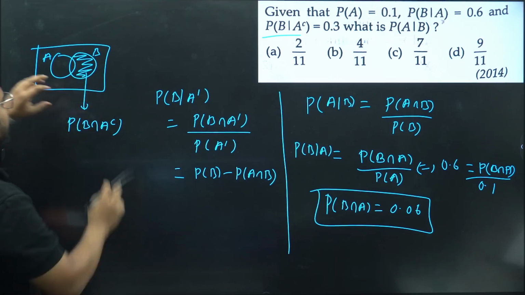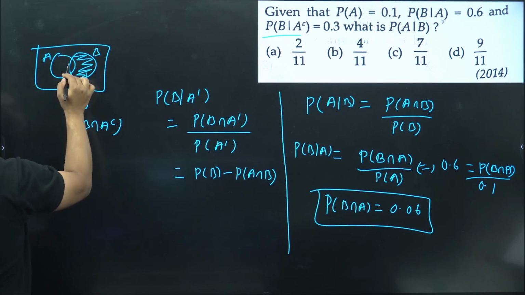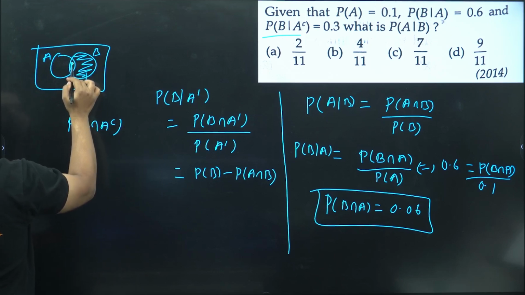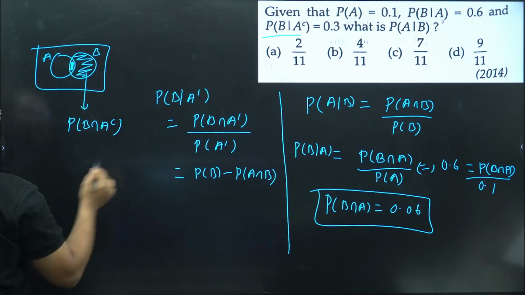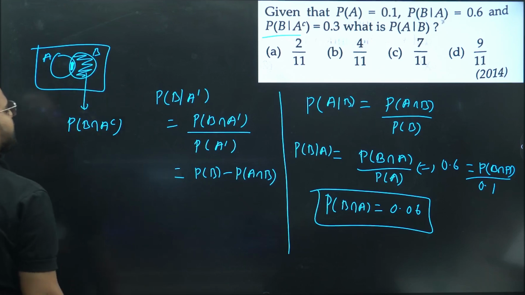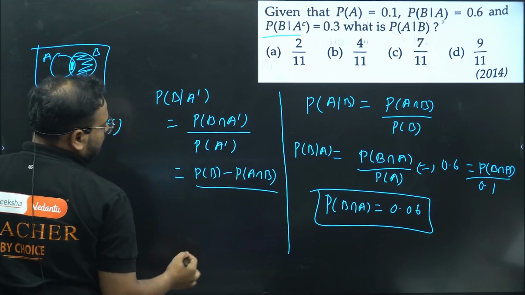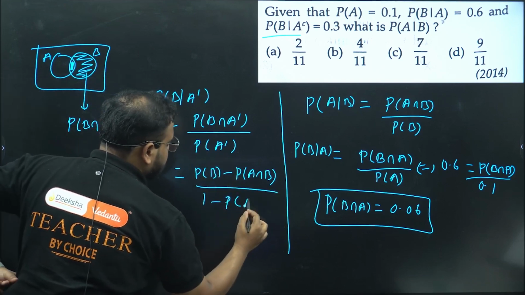And how can you find that? From the entire B, remove the intersection. Remove this part from the entire B. So after doing that, from the entire B, remove this intersection part. Okay. How will that B A complement become 1 minus PA?